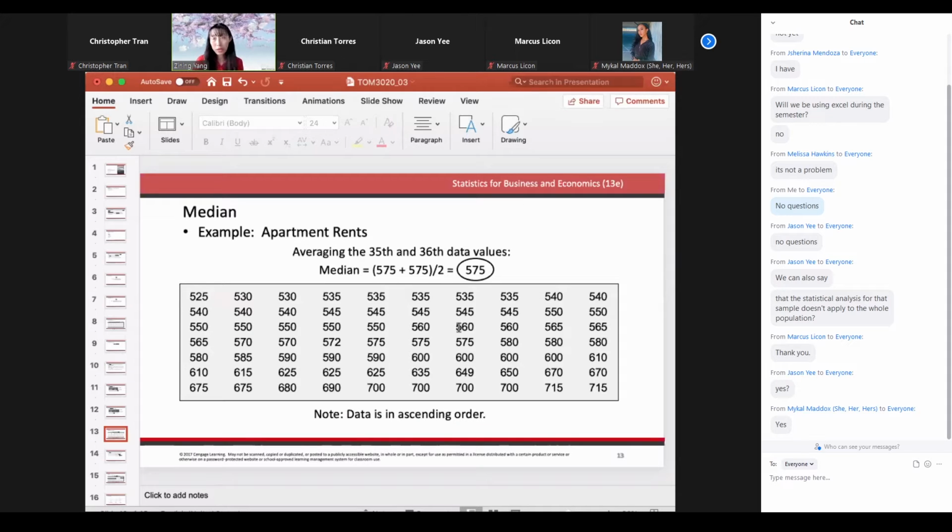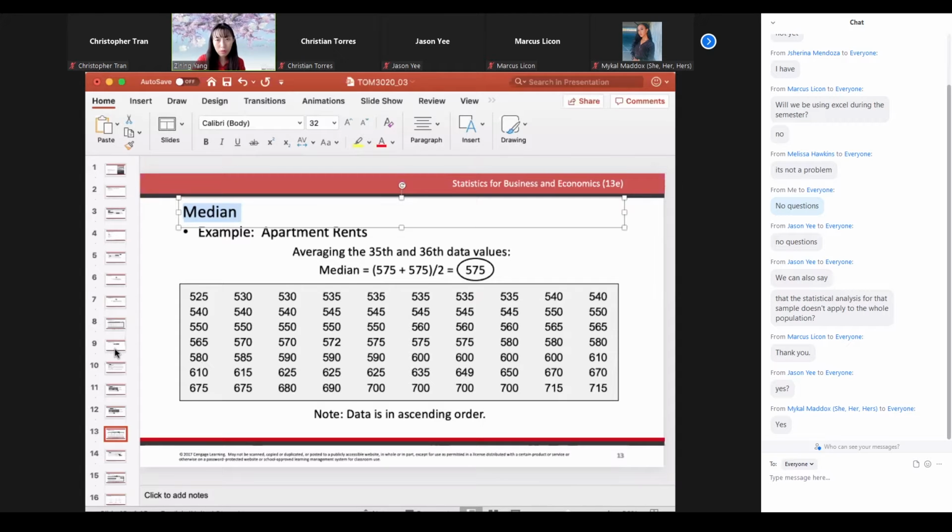So in the apartment example, we have 70 numbers. So the middle will be in between the 35th number and the 36th number. So fortunately, those two numbers are the same. The 35th number is 575. The 36th number is also 575. So the average between those two numbers is 575. So that is the median of these 70 apartments.